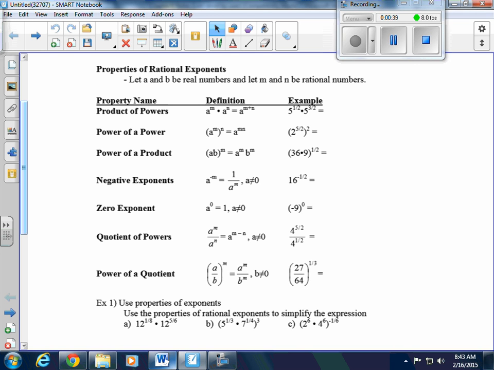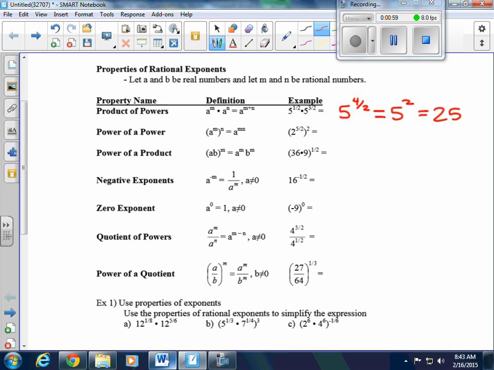So product of powers says if we have the same base, we can simply add the exponents. So we're going to have 5 to the 1/2 times 5 to the 3/2. Well, that's going to give us 1/2 plus 3/2 is 4/2. So that's 5 squared, which is 25.